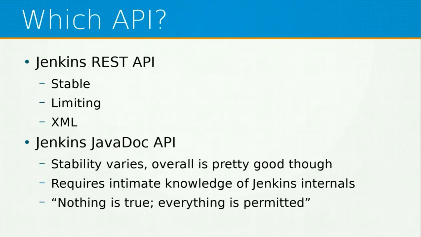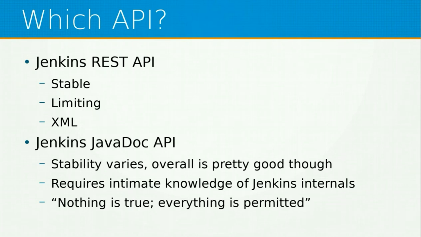So, when we approached this, the question was, which API? There are, of course, a couple of different ways of handling Jenkins. There's the REST API, which is obviously very stable, semi-well documented. They go through a lot of effort to keep it stable. But the problem is it's also limiting. You can't do configuration changes in there. You can't configure Slack or Artifactory or anything like that through the API, not the REST API.